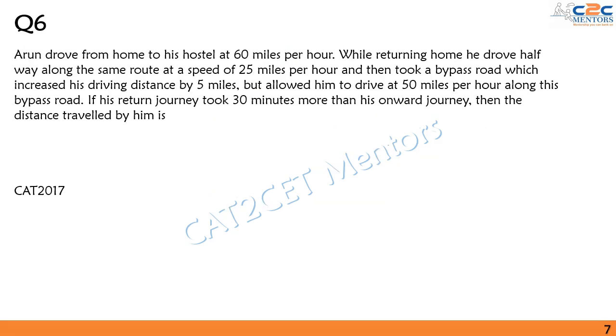This is a pretty straightforward question. We are given that Arun drove from his home to his hostel at 60 miles per hour. While returning home, halfway along the way, he drove at a speed of 25 miles per hour, and then he took a bypass road which increased his distance by 5 miles, but allowed him to drive at 50 miles per hour along this bypass road. If his return journey took 30 minutes more than his onward journey, then what is the distance traveled by him?